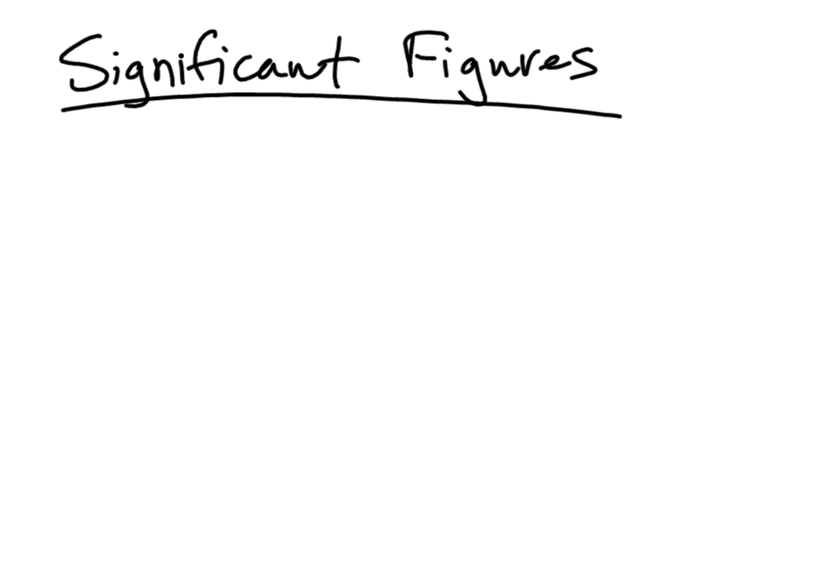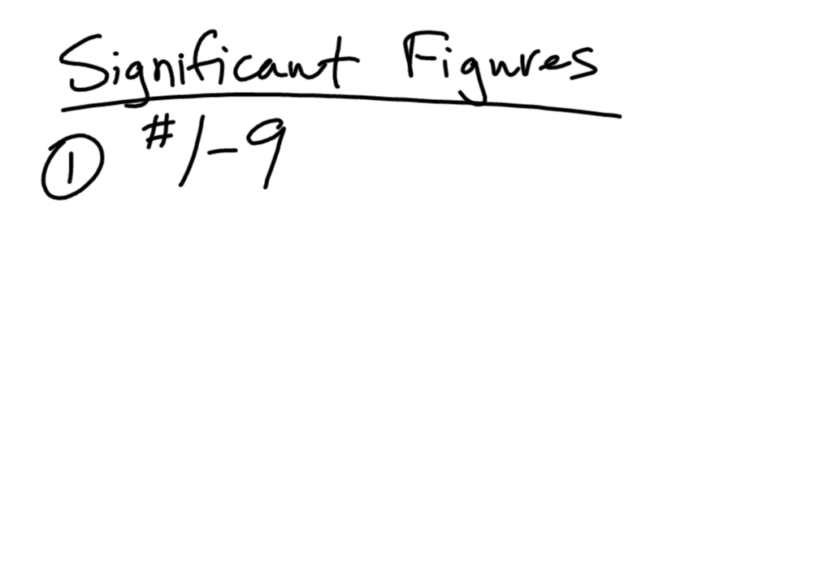But before we can identify the least certain number, by the way, the least certain number tends to be the one that has the fewest SigFigs. Okay, we've got to have the rules. The first rule is going to be any non-zero integer. So pretty much any number that's 1 through 9, a non-zero integer, is significant.